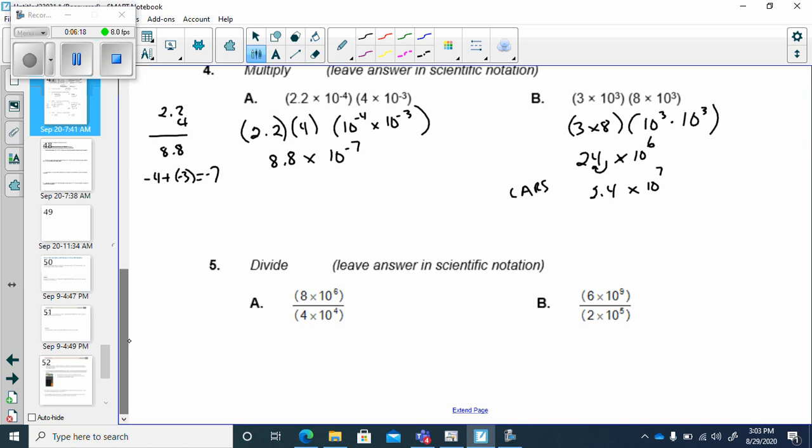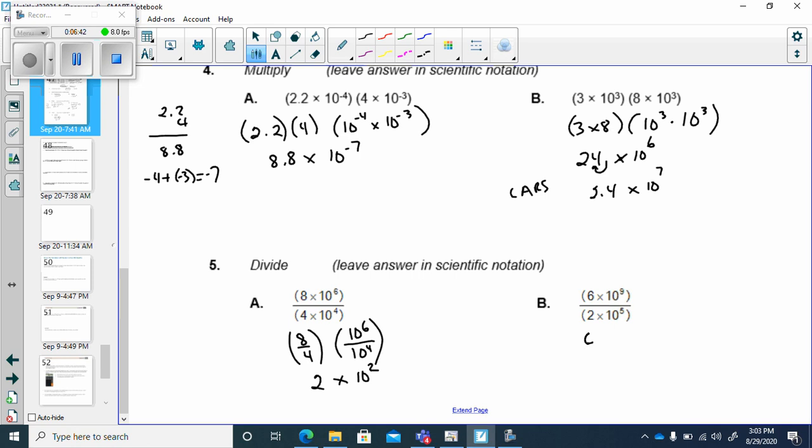Okay. What if I divide these? Okay. Let's collect like terms. 8 divided by 4 over 10 to the 6 times 10 to the 6 over 10 to the 4th. 8 divided by 4 is 2. I've collected my like terms. 2 times 10 to the, and when I divide, I subtract the exponent. 6 minus 4 is 2.